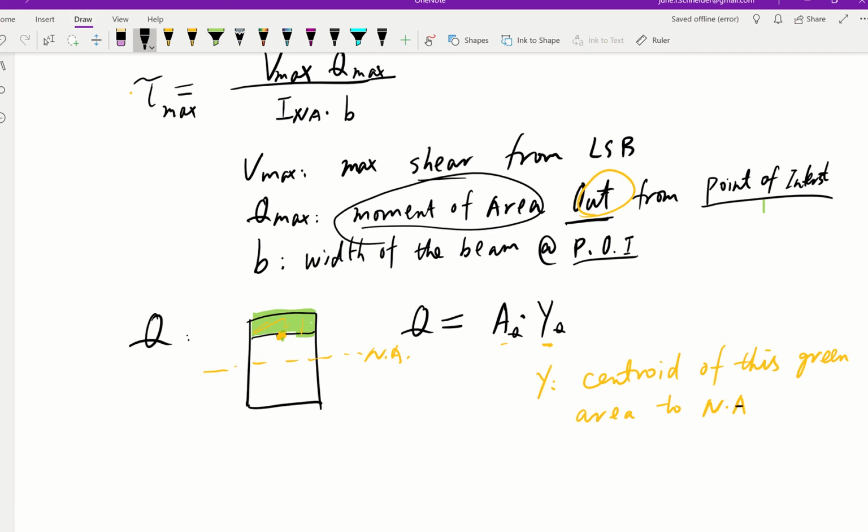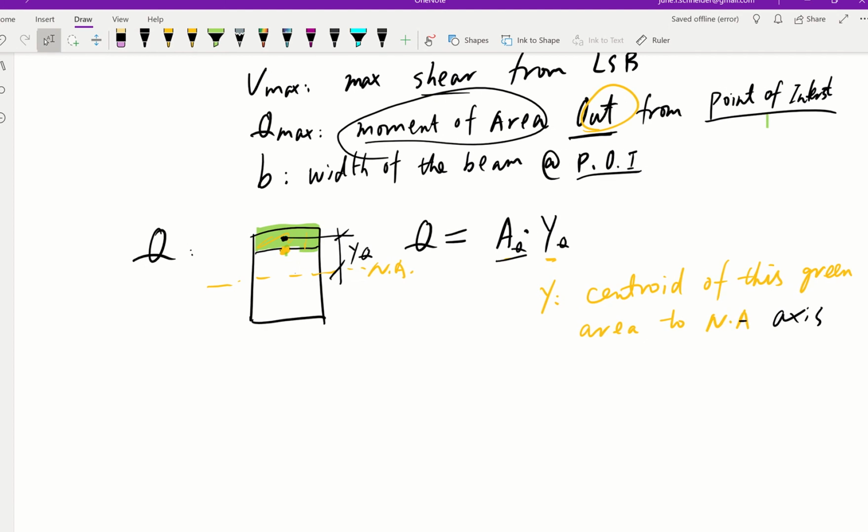From center of this green area to neutral axis. Okay. So if I were to draw that y for this one, the centroid of this green area will be that dot. It's going to be from here to my neutral axis. That's going to be my YQ. And this area will be AQ. All right. So knowing that, hopefully it's getting better.